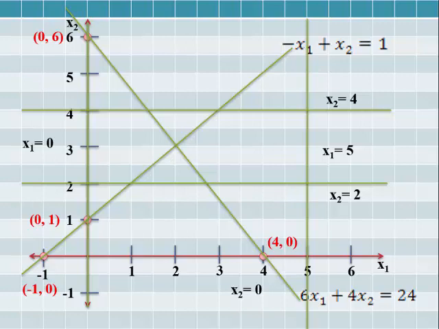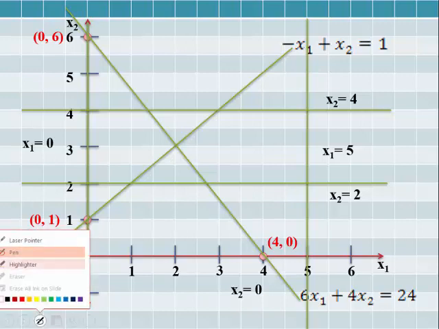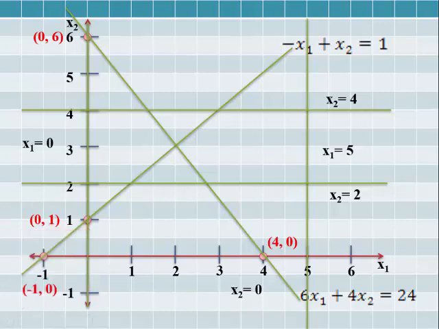So considering the first constraint, minus x1 plus x2 less than or equal to 1. We have drawn the line minus x1 plus x2 is equal to 1. So the portion below this line represents the solution space. The second constraint is 6x1 plus 4x2 greater than or equal to 24. So we have drawn the line 6x1 plus 4x2 is equal to 24. So the portion above this line represents the actual constraint given in the problem.